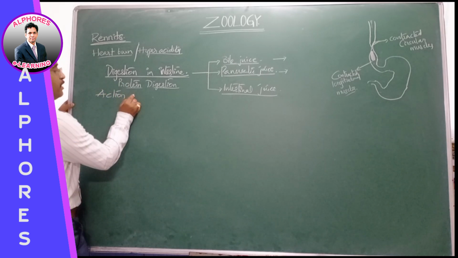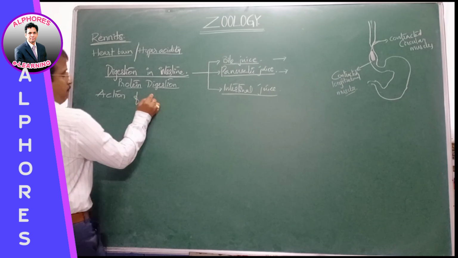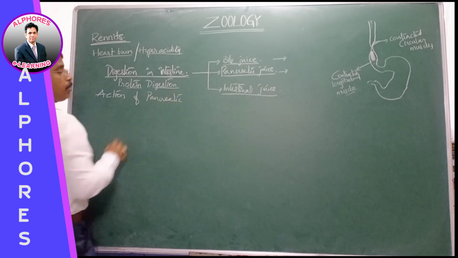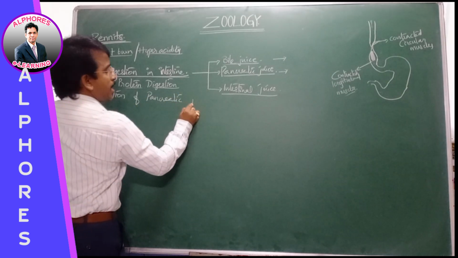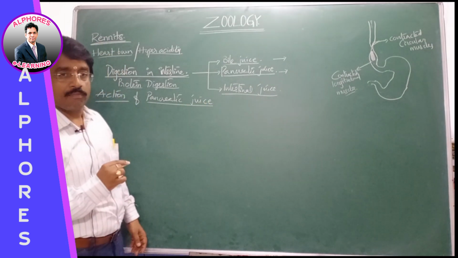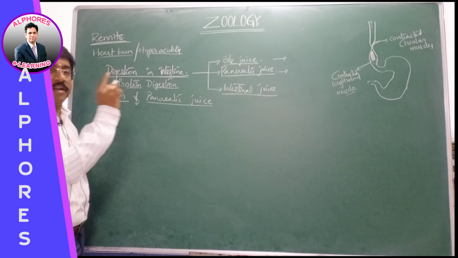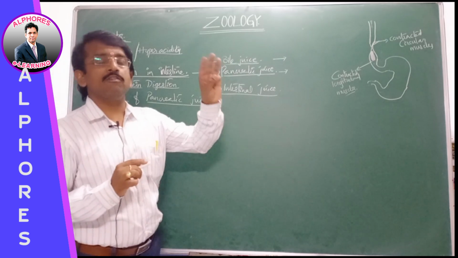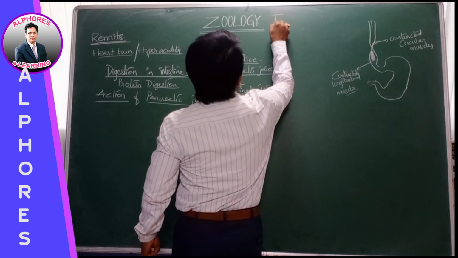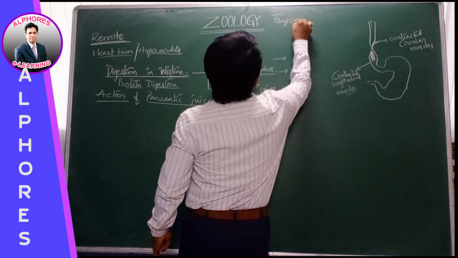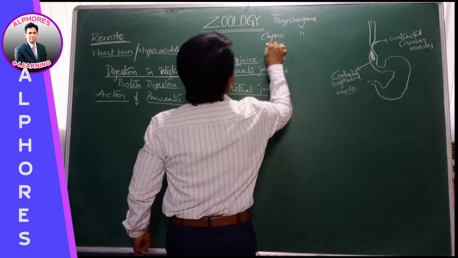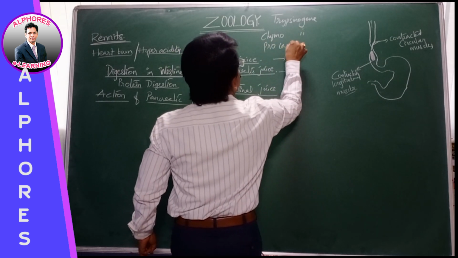First of all, we'll discuss the action of the pancreatic juice. Protein digestion involves the action of the pancreatic juice. Pancreatic juice contains inactive protein digesting enzymes such as trypsinogen, chymotrypsinogen and procarboxypeptidase.